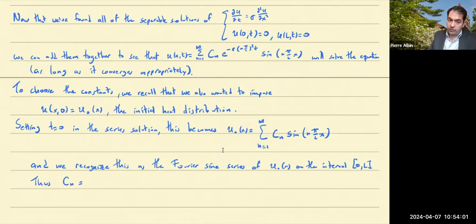We should take the constants to be 2 over L times the integral from 0 to L of u0 of x times sine of n pi over L x dx, right? Which you can review in the lecture on Fourier sine series.